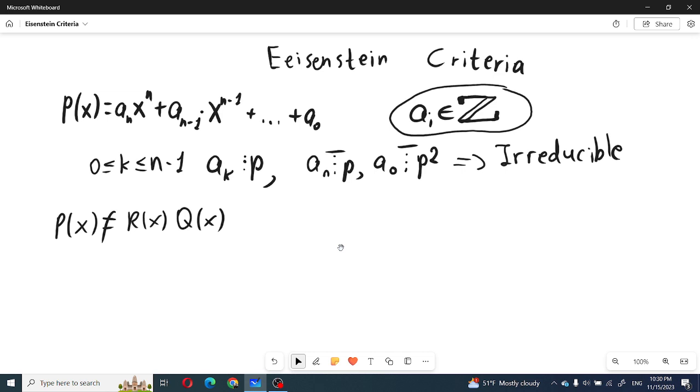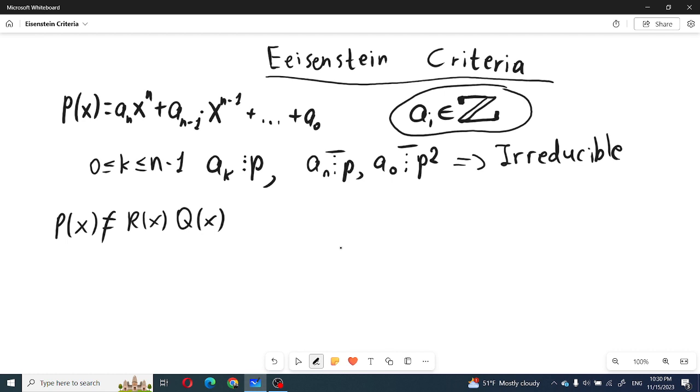Hello, today I will discuss Eisenstein's Criterion for polynomials. This tells us that if we are given an integer coefficient polynomial p(x) with coefficients a_n, ..., a_1, a_0, all of them integers, and there exists a prime number p such that p divides a_k for k between 0 and n-1, and a_n is not divisible by p, and a_0 is also not a multiple of p squared, then we can say that this polynomial will be irreducible.